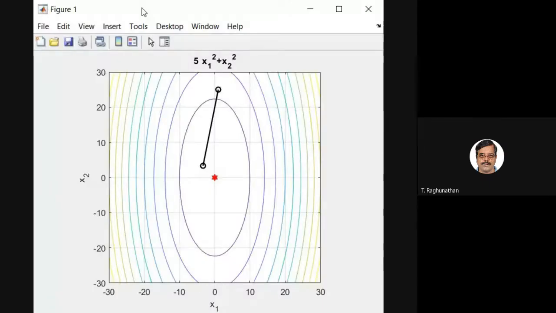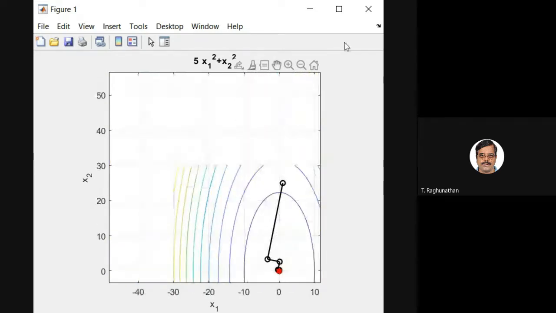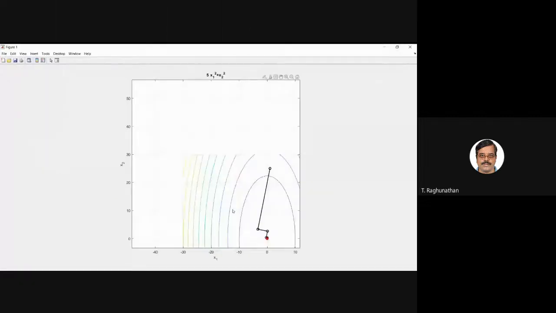But note now for x1 square plus x2 square, it converges in just one iteration. Please keep that in mind. Now I'll show you for 5x1 square plus x2 square what is happening. You see that like GDM took a lot of iterations, you remember. Now even SDM is taking the same kind of many iterations. I'm not able to show you because that particular screen is very small.